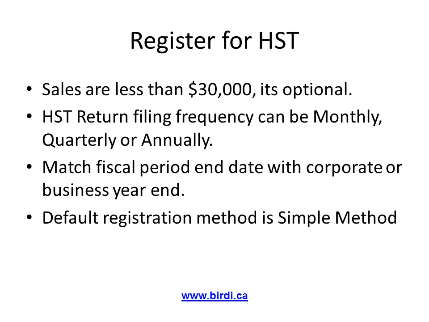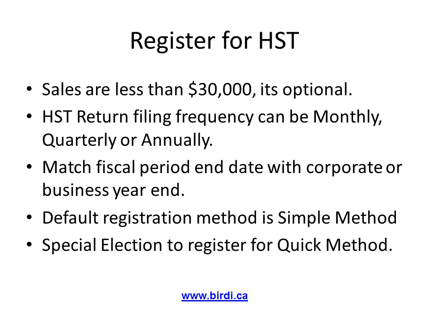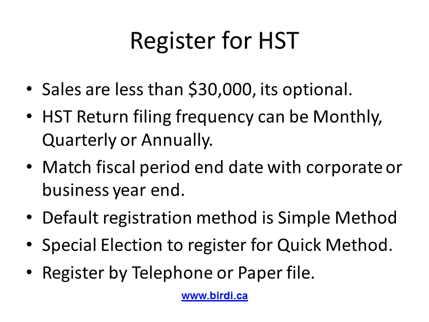When you first register for HST, the default method assigned is the simple method. It's also referred to as the traditional method. To use the quick method, a special election must be filed on a timely basis. Speak with a tax accountant to assist you with this election. You can register for HST by telephone or by paper. Over the telephone is the fastest approach.